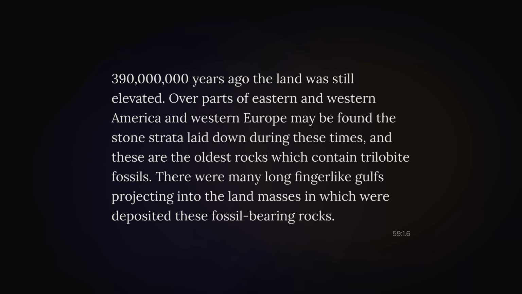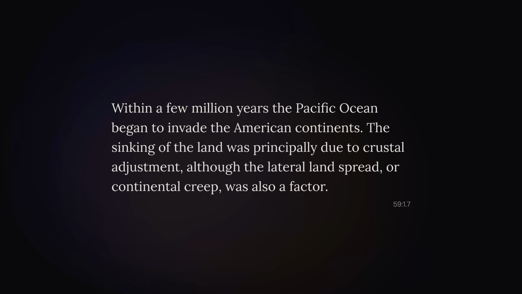Over parts of eastern and western America and western Europe may be found the stone strata laid down during these times, and these are the oldest rocks which contain trilobite fossils. There were many long finger-like gulfs projecting into the land masses in which were deposited these fossil-bearing rocks. Within a few million years, the Pacific Ocean began to invade the American continents. The sinking of the land was principally due to crustal adjustment, although the lateral land spread, or continental creep, was also a factor.